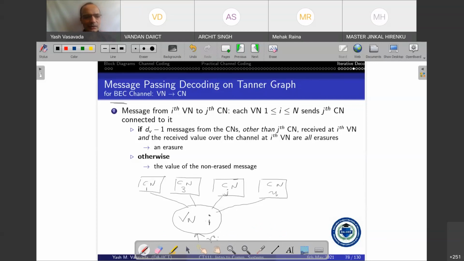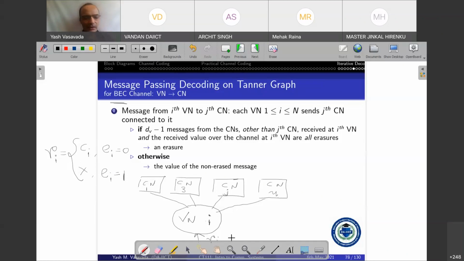Let me just write it down here. For the BEC channel, R of I is equal to C of I if there is no error on the ith bit, so E of I is 0. Otherwise, it's an erasure, so maybe I'll just say X. If the ith bit has been erased, then you don't get anything.